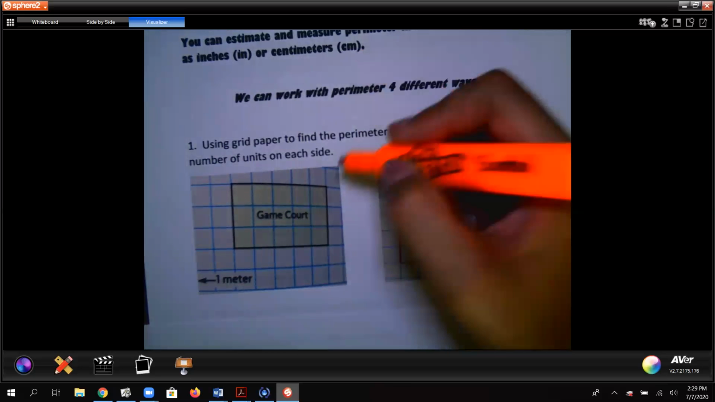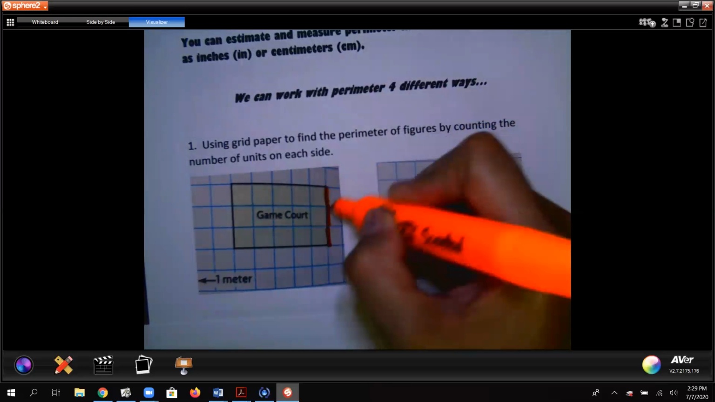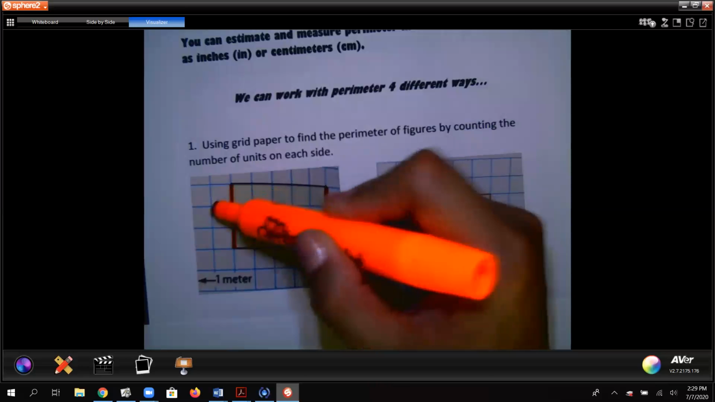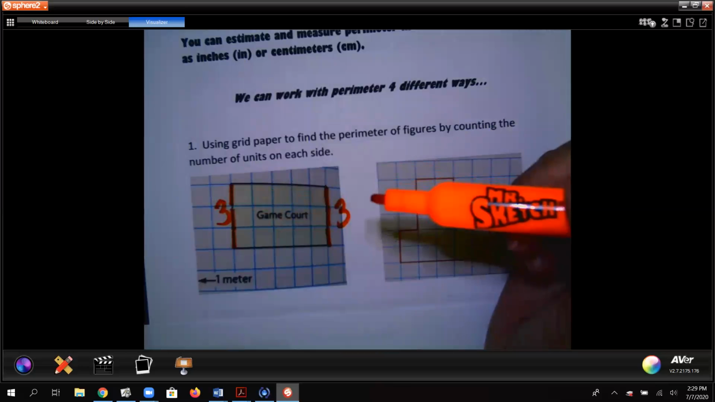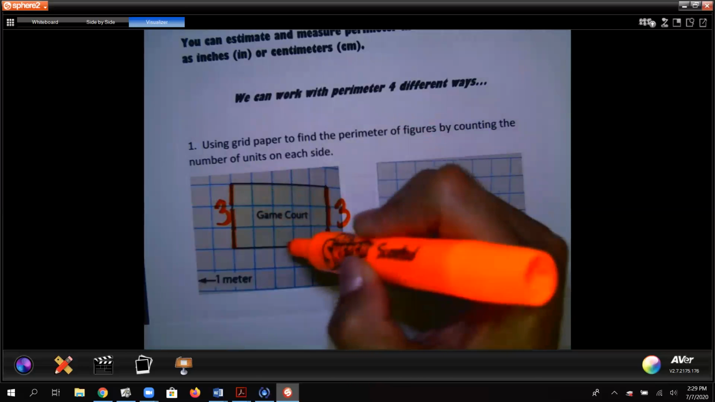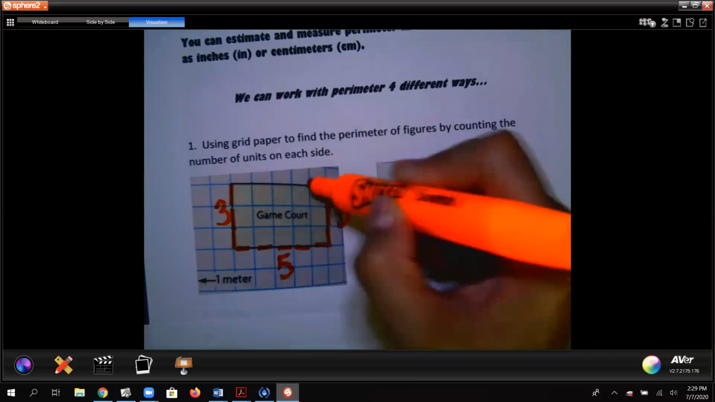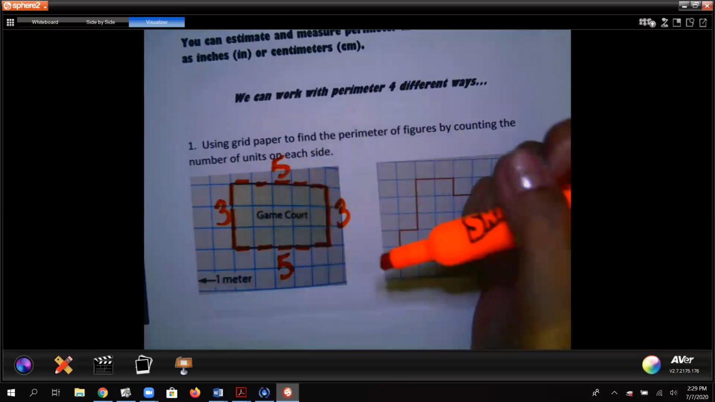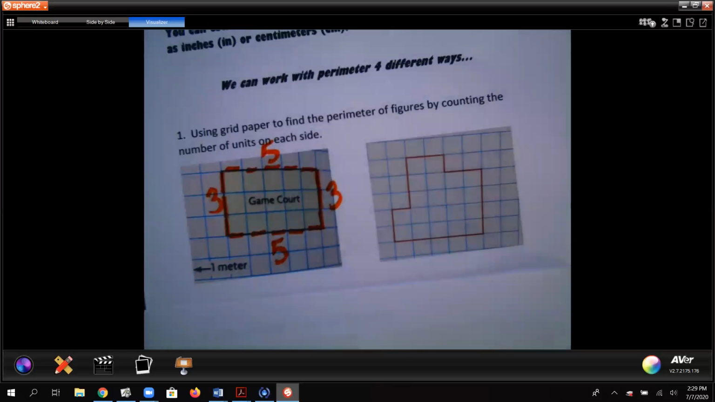So it's around it. So it's here, 1, 2, 3, that's 3. And if this is 3, this also must be 3 because this is a rectangle. And in a rectangle, the opposite sides are congruent to each other. So now let's find the other side. 1, 2, 3, 4, 5. 1, 2, 3, 4, 5. Now we have all the side lengths.